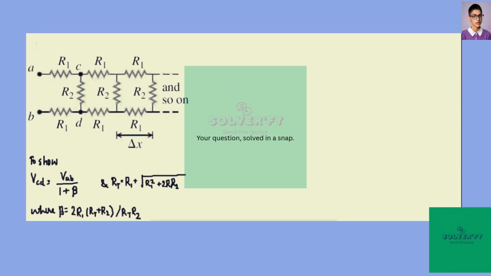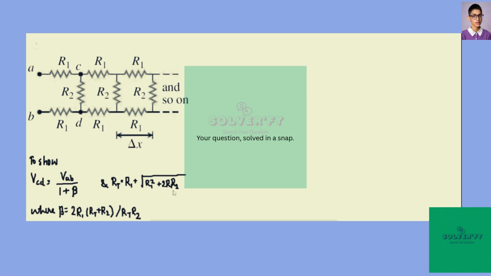Okay, so in this question, we have a continuous chain of resistance, and that resembles figure 26.83 in the book. Now, in this question, we have to show that VCD is equal to VAB times 1 plus beta, where beta equals 2R1 over this. And in this, RT is the total resistance across A and B, that is R1 plus the square root of R1 square plus 2R1 R2.